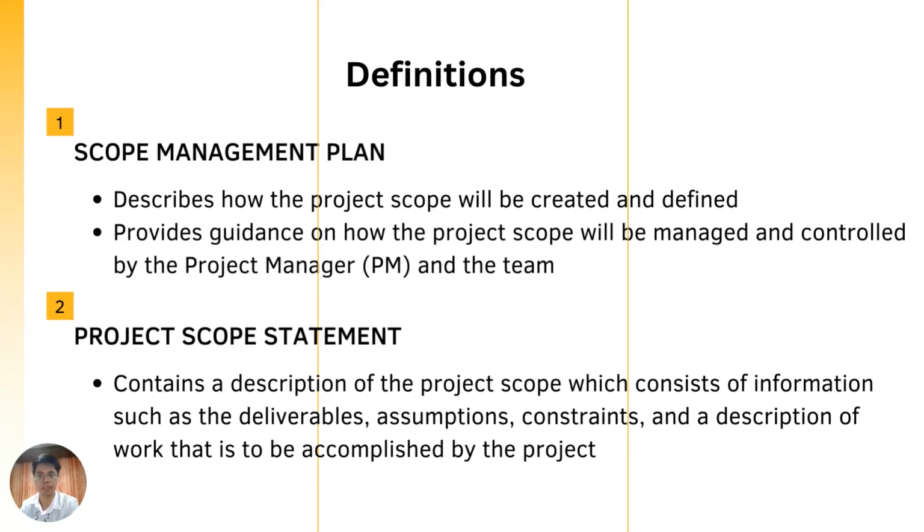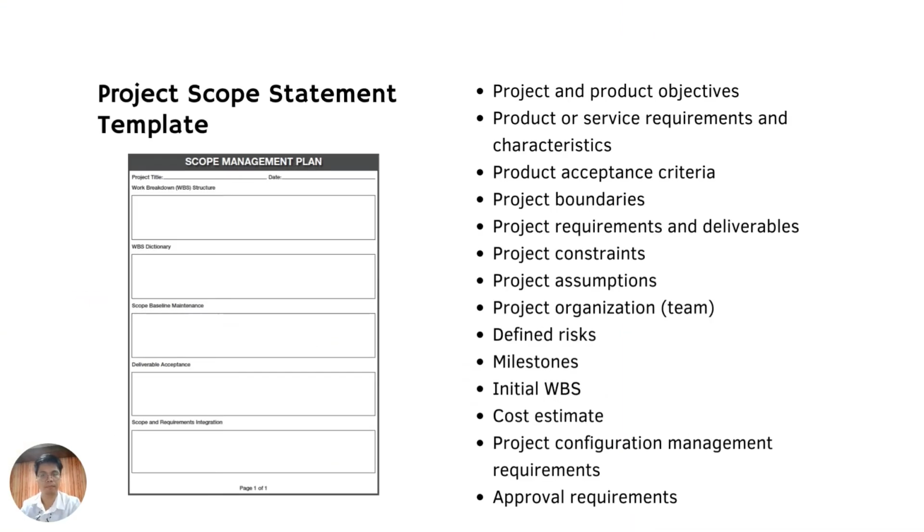The project scope statement, on the other hand, contains a description of the project scope, which consists of information such as the deliverables, assumptions, constraints, and a description of the work that is to be accomplished by the project. The scope statement can be highly detailed or broad, depending on the organization and the needs of the project. The team, guided by the PM's leadership, establishes the project's objectives, deliverables, requirements, specifications, as well as criteria for success in terms of realistic, clear, and measurable objectives.